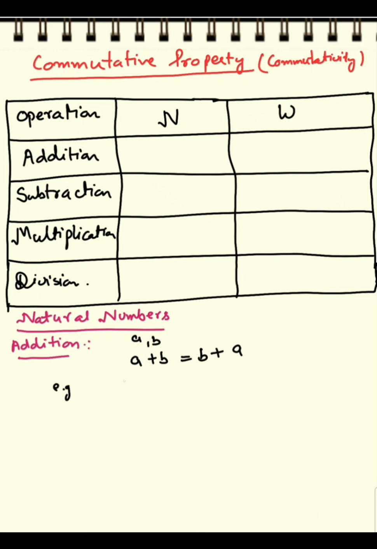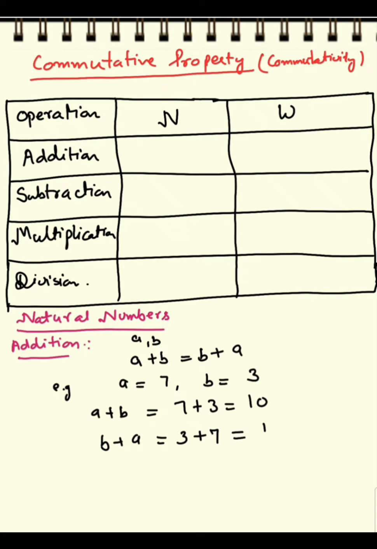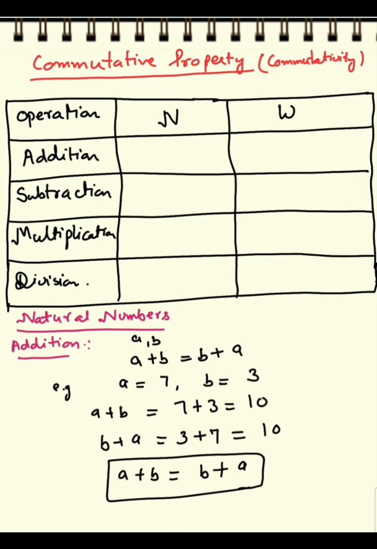Let's take one example. If A is equal to 7 and B is equal to 3, then A plus B is equal to 7 plus 3, which is equal to 10, and B plus A equal to 3 plus 7, which is equal to 10. It means A plus B equal to B plus A. So A and B are commutative for addition. So we can say that yes, natural numbers are commutative for addition. We can write here yes.